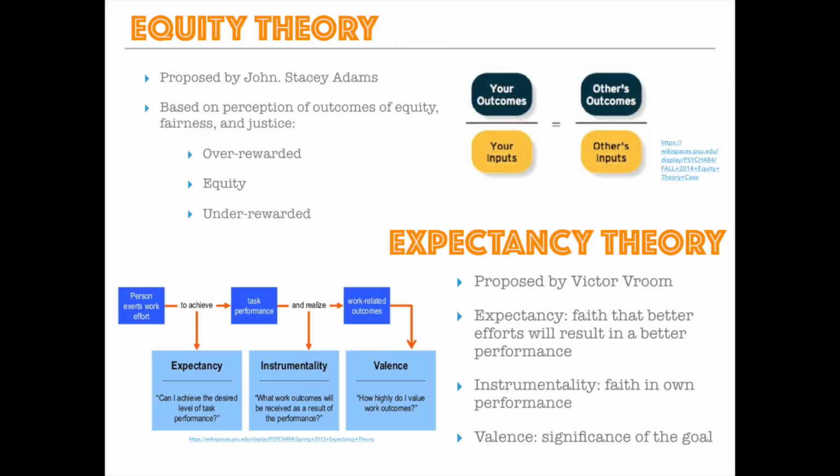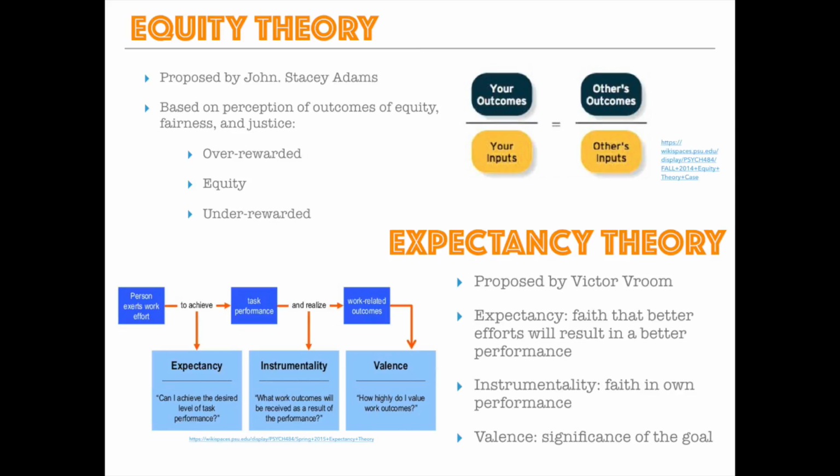The next theory on the timeline is the equity theory, and this was proposed by John Stacy Adams. It basically shows the perception of outcomes of equity, fairness, and justice. It weighs your outcomes over your inputs and compares them to the outcomes of others based on their inputs.